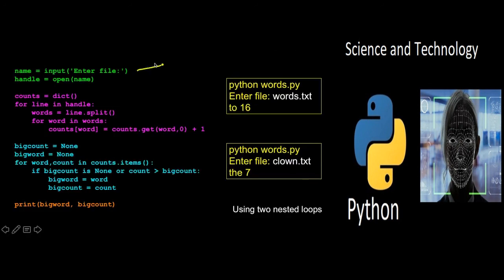So we're going to ask for a file name. Then we're going to open the file name. Then we're going to make an empty dictionary.